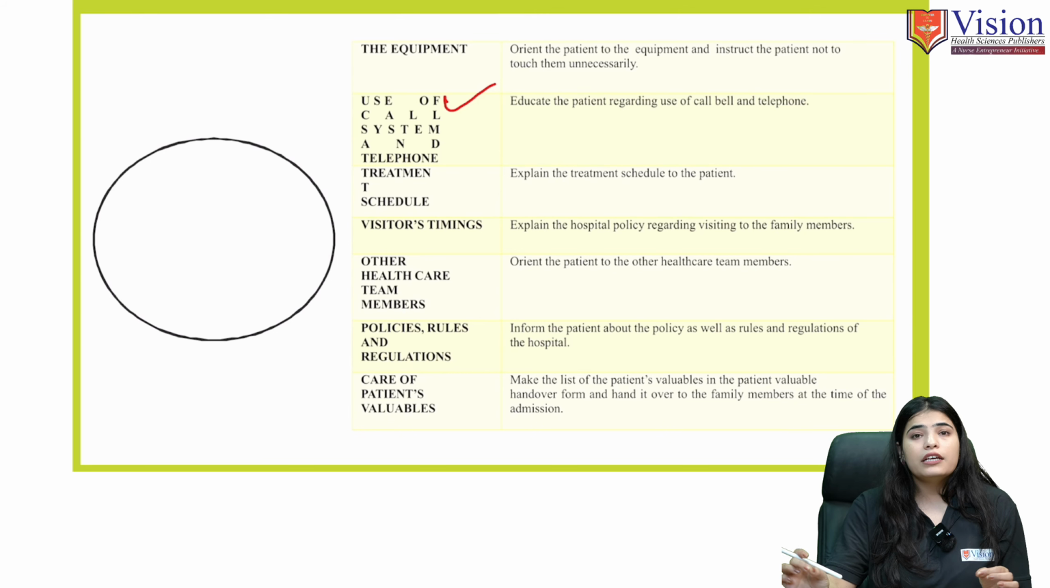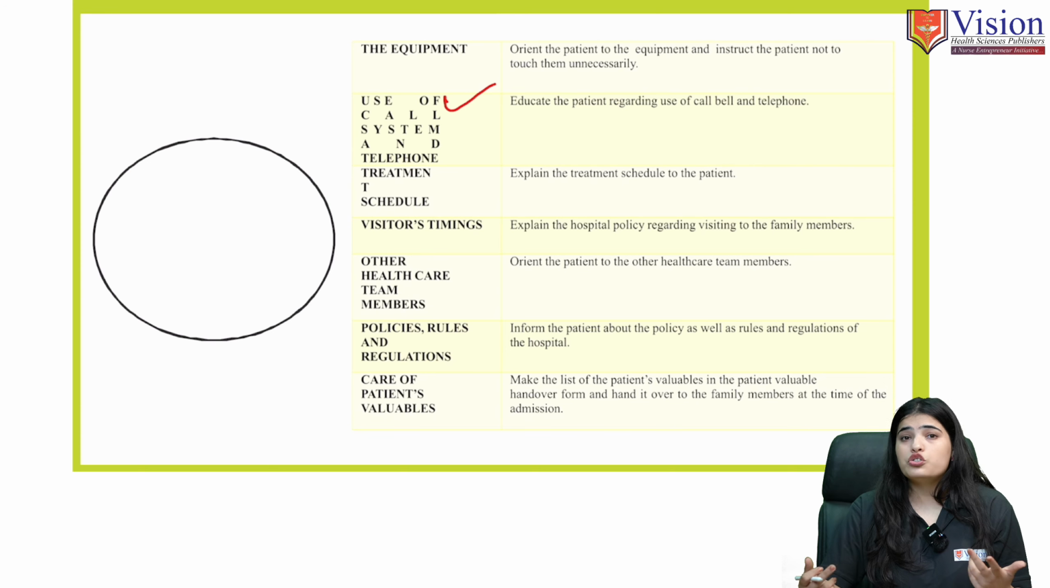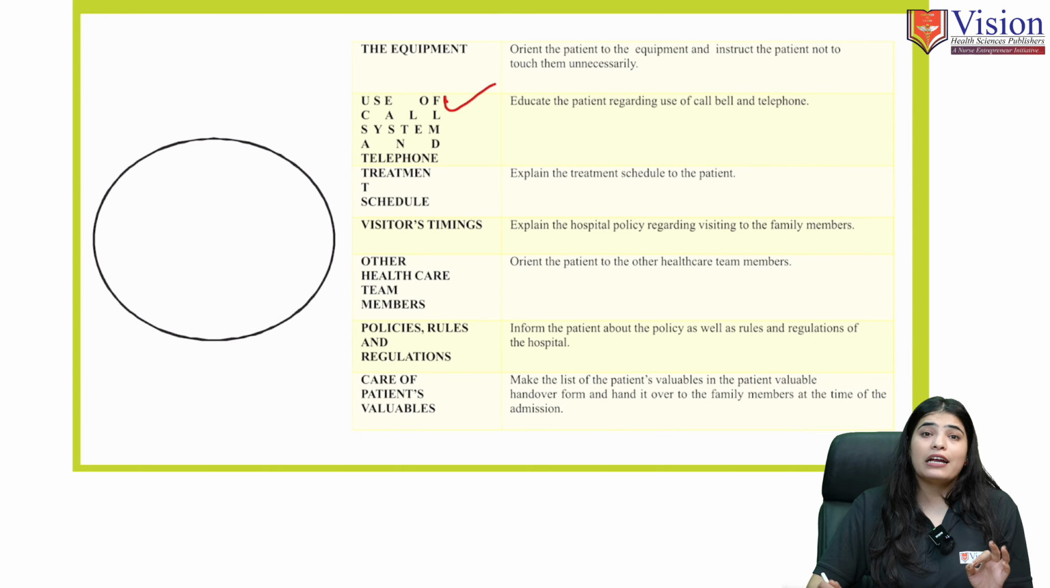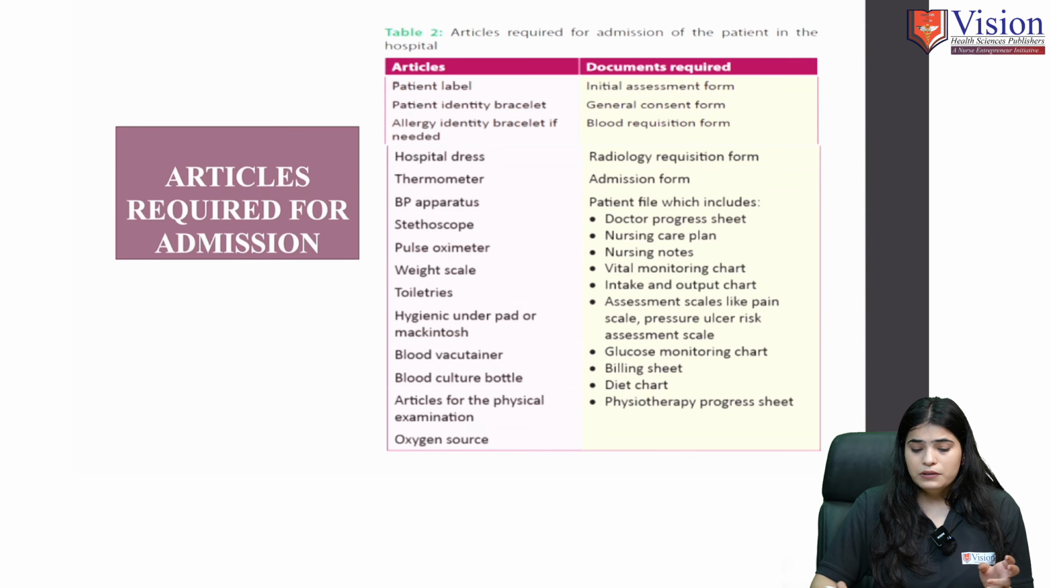Next is care of patient valuables. Most of the time, at the time of emergencies, there are patients with many valuable things. They have ornaments and jewelry. We have to make sure that we hand over all the jewelry, ornaments and valuables to the family members of the patient with proper documentation at the time of admission. Here we need proper documentation. So this was the orientation.